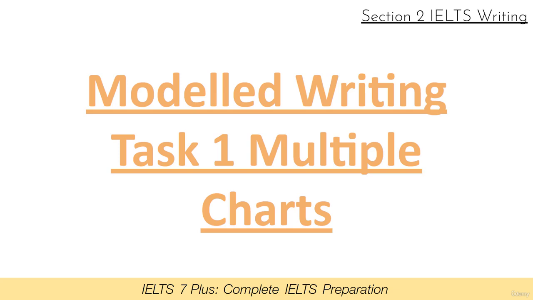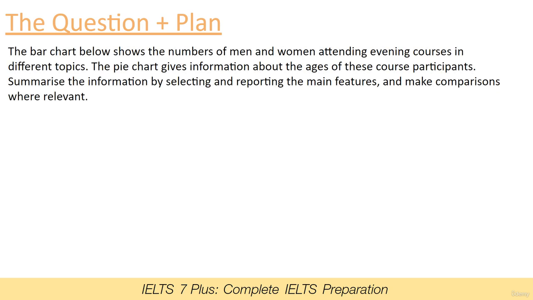In fact, I actually quite like these question types because it often means you get good chances to compare, or at times it can make the grouping a little bit easier, especially if you have two types of charts. Okay, so let's take a look at our question. The bar chart below shows the numbers of men and women attending evening courses in different topics. The pie chart gives information about the ages of these course participants. Summarize the information by selecting and reporting the main features and make comparisons where relevant.